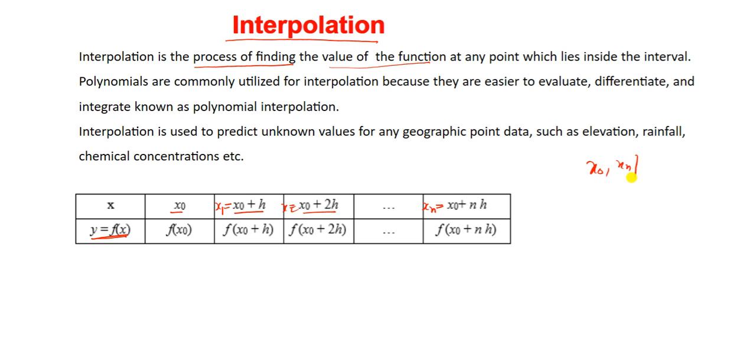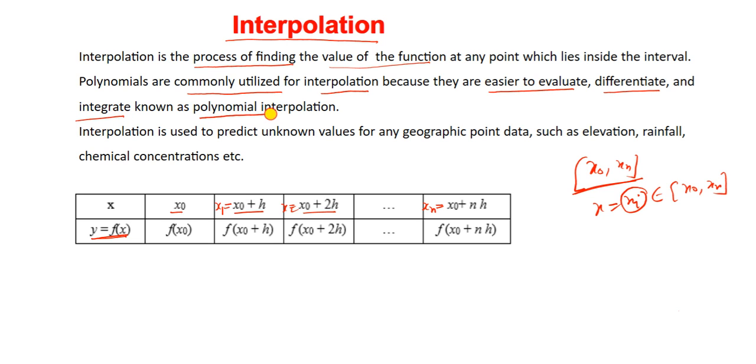x naught to xn. That is, if we compute the value of the function at x equal to xi, and this xi belongs to the interval x naught to xn. If we compute the value of the function outside of this interval, then that technique is known as extrapolation. Polynomials are commonly utilized for interpolation because they are easier to evaluate, differentiate and integrate, known as polynomial interpolation.